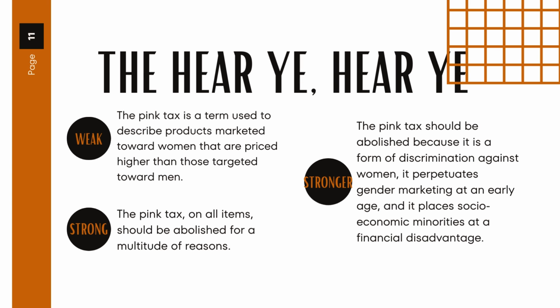But I need to make it stronger, correct? I need to have in there the items that I'm going to cover, the points that I'm going to make. So a much stronger and much better thesis statement would be, the pink tax should be abolished because it is a form of discrimination against women. It perpetuates gender marketing at an early age, and it places socioeconomic minorities at a financial disadvantage. Much stronger. Tells us exactly what the claim is and the 3 points that you're going to make.